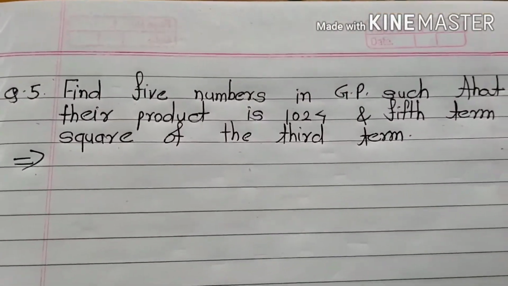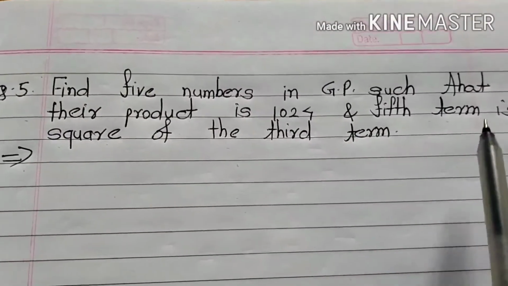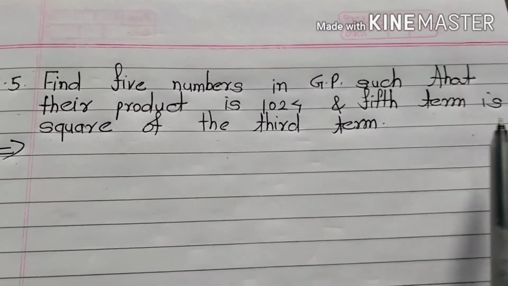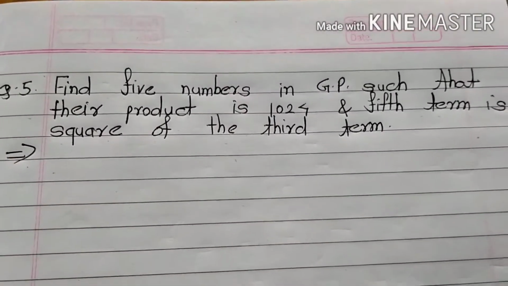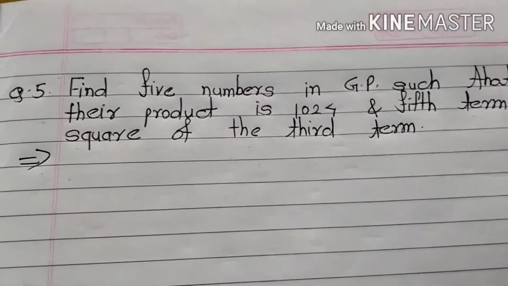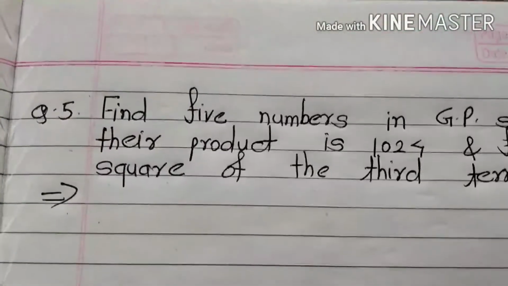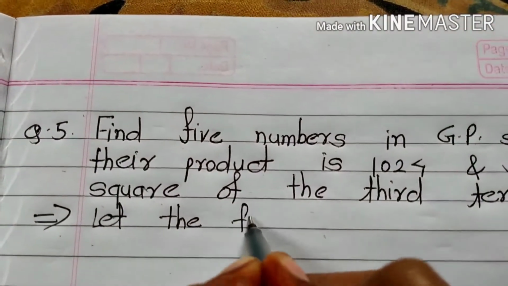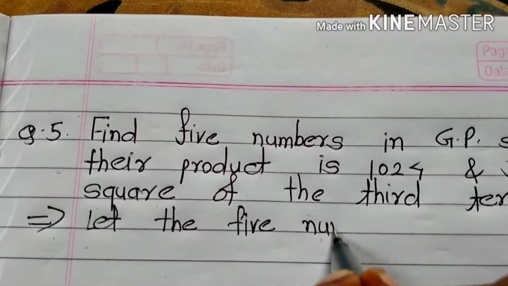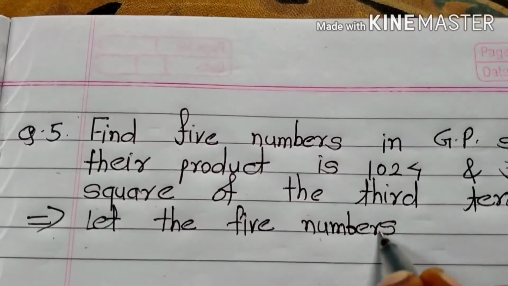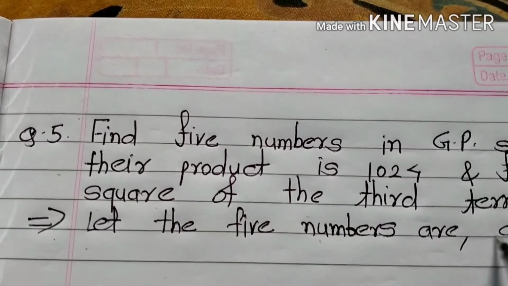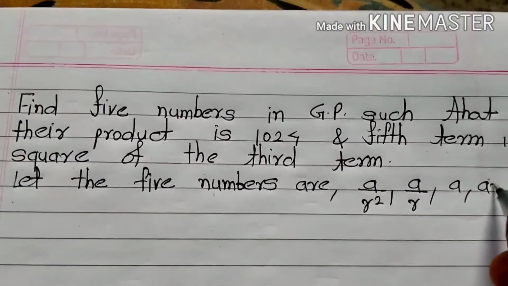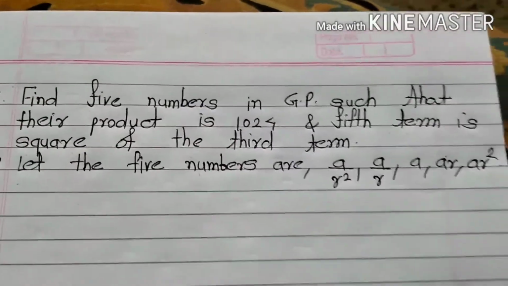Now, our next example: find 5 numbers in GP such that their product is 1024 and the fifth term is the square of the third term. So we have to find 5 numbers. Let us assume that the 5 numbers are a upon r square, a upon r, a, ar, ar square.